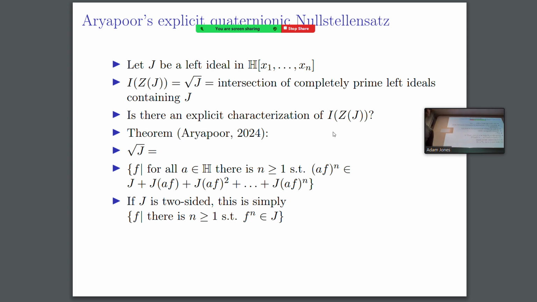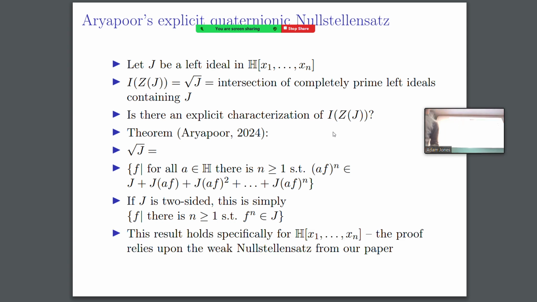I should mention that if you happen to start with a two-sided ideal, then you can immediately see that you simply get the usual definition of the radical, which is, again, nice to have. And again, his result holds specifically over the quaternions because he uses some of the results in our paper.